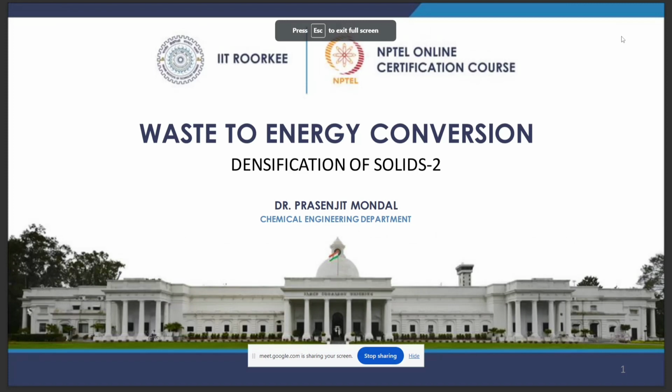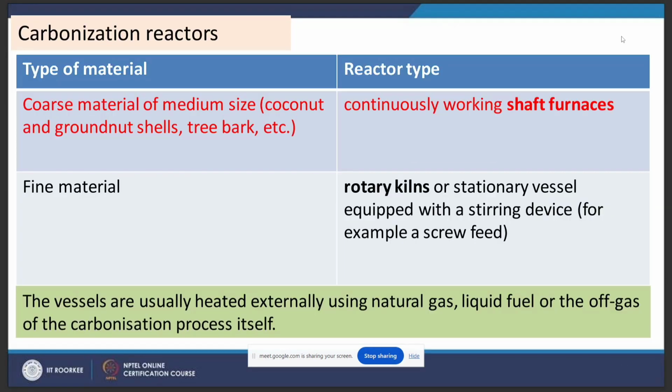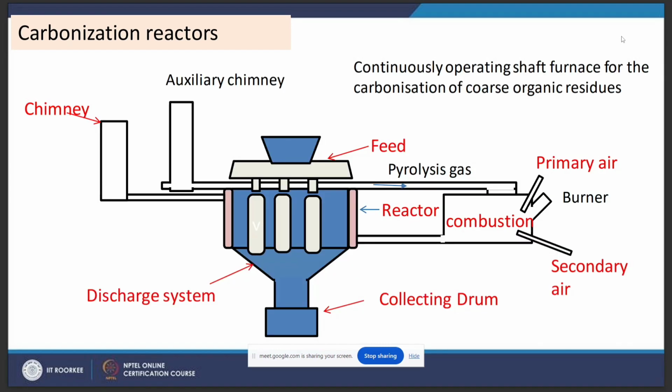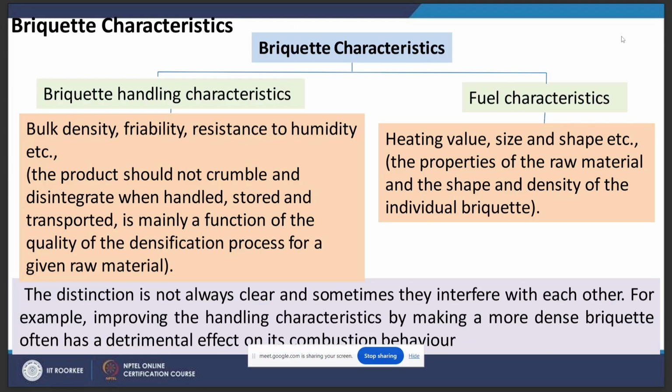The fourth lecture was about carbonization only, a follow-up to the previous one. There are different types of reactors, based on what type of material is to be carbonized. After carbonization and briquetting, some handling tests are done to characterize the formed briquette, and some fuel characteristics are measured, like heating value, size, and shape.